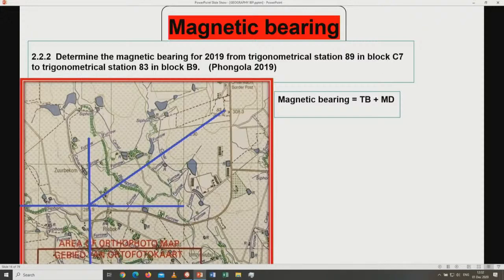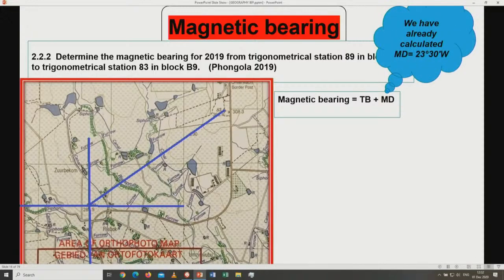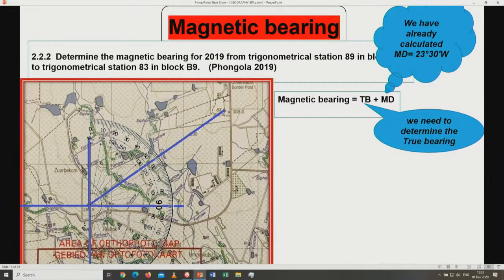Okay. Now let's go back to our calculation. We already have this. What we need to determine now is the true bearing. How do we determine the true bearing? We take our protractor. Follow my presentation, look at the diagram. You take a protractor, you place it in your cross. Remember your cross, the one you drew in your calculation.